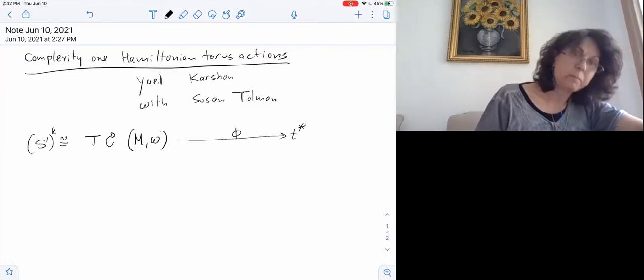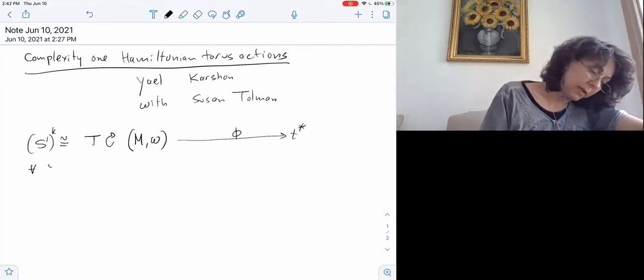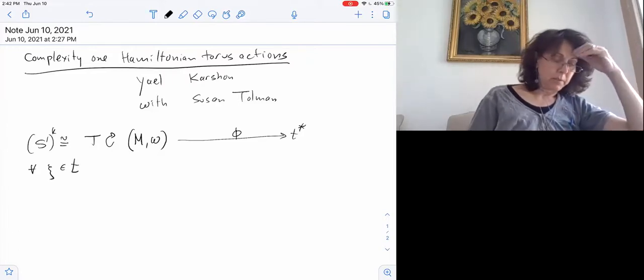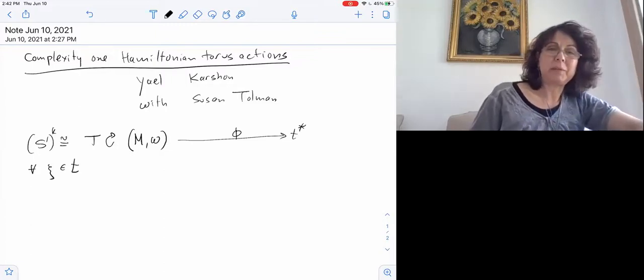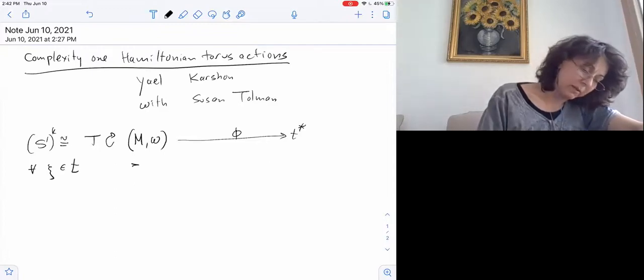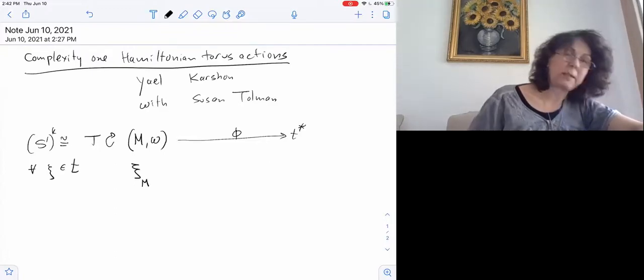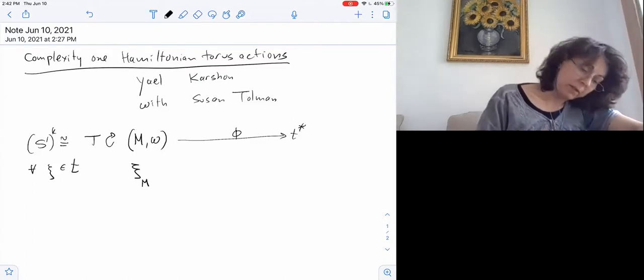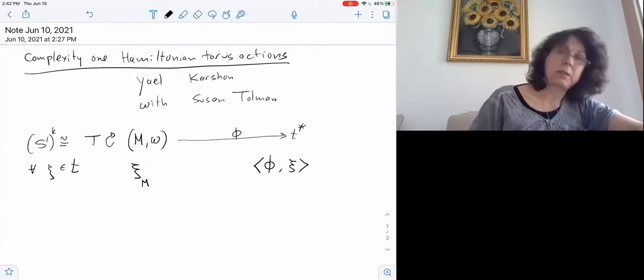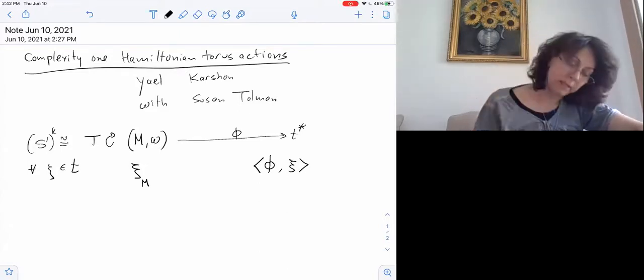What does that mean? Well, if you have any element psi of the Lie algebra of the torus, it generates a one-parameter subgroup of the torus, which then acts on the manifold. That's a flow on the manifold. So that flow has a vector field that generates it, that's psi subscript M. On the other hand, if you take your momentum map, that's a function to the dual of the Lie algebra of the torus, and you evaluate it at each and every Lie algebra element psi, what you get is a real valued function on the manifold.